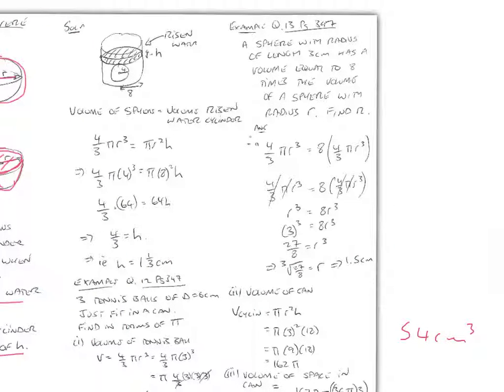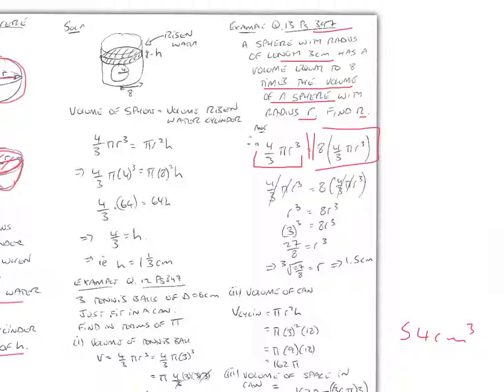Now another example, question 13, page 347. A sphere with radius of length 3 has a volume equal to 8 times the volume of a sphere with radius r. Find r. So this one, a sphere with radius of length 3, has a volume equal to 8 times the one with r that we don't know.